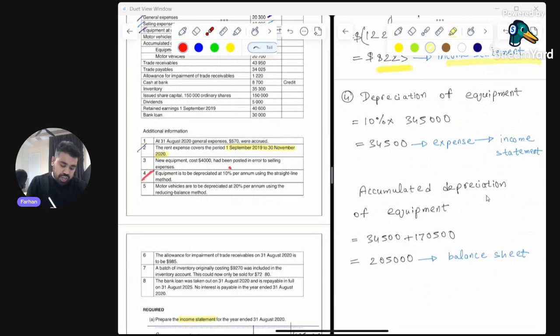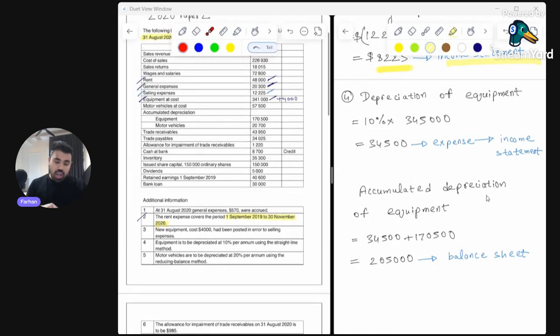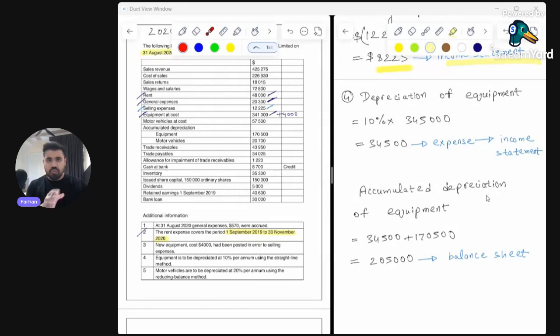Equipment is to be depreciated at 10% per annum using the straight line method. Now, the straight line method is pretty straightforward, where you calculate the depreciation by simply multiplying the given percentage with the original cost. But you have to be careful because we have made some adjustments for equipment, right? We knew that equipment, as per the balance given in the list, is 341,000, but based on the preceding transaction which we have fixed, we understand that this balance had to be increased by 4,000, and the total equipment at cost is in fact $345,000.